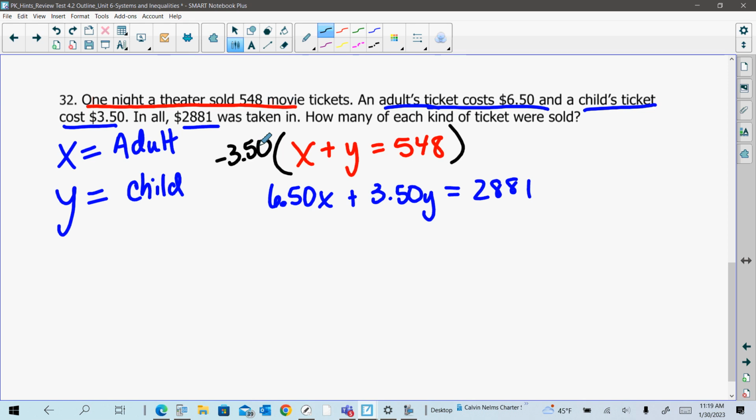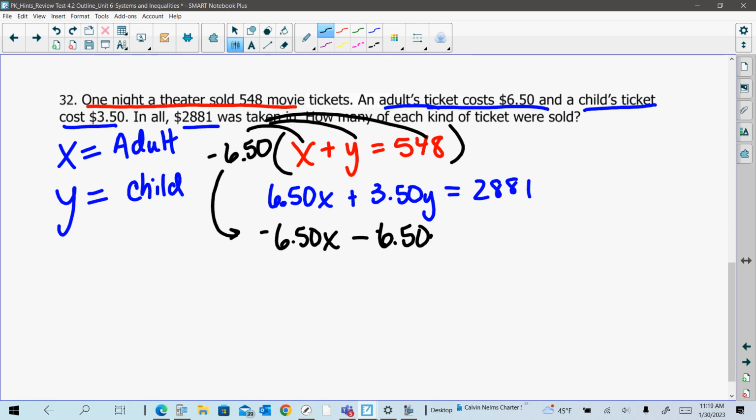Yes, is that what you want to do? 3.50? Okay, 6.50. We can do 6.50. It doesn't matter. Okay, so I'm just gonna rewrite it over here at the bottom. This is gonna be a negative 6.50x minus 6.50y equals a negative, what is that? 650 and 578. 548, sorry.